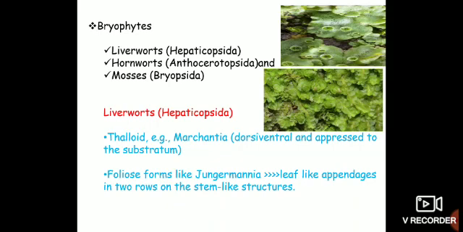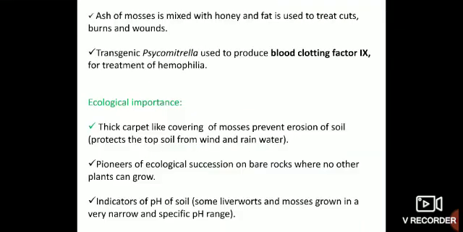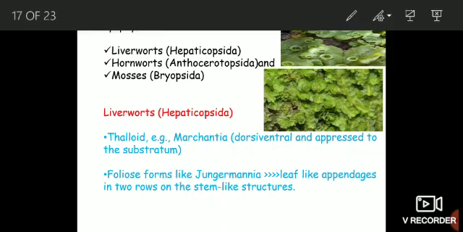The word liverworts means the shape of the gametophyte in these plants is just like liver, which is lobed. That means their thallus is lobed. Okay? They are having lobes, and this thallus is dorsiventral and is appressed to the substratum. Dorsiventral means it is having two distinguishing surfaces. The upper surface is known as dorsal surface and the lower surface is known as ventral surface.